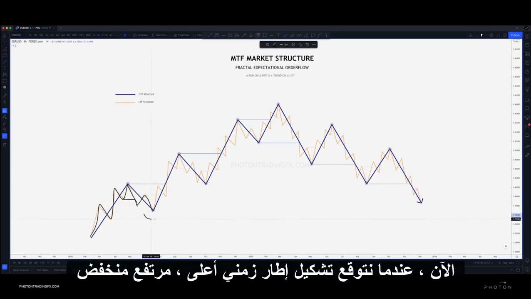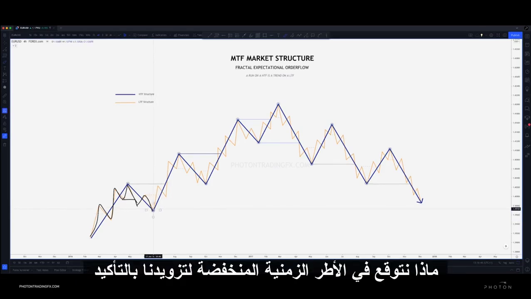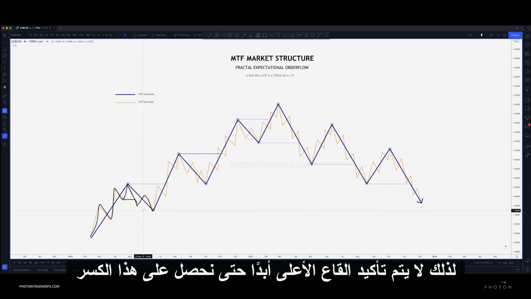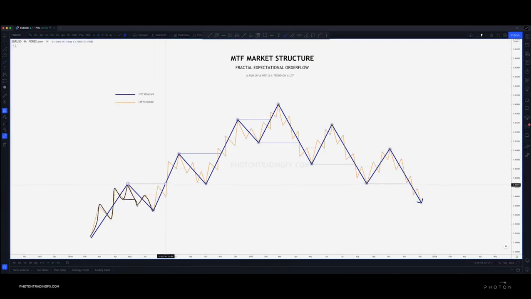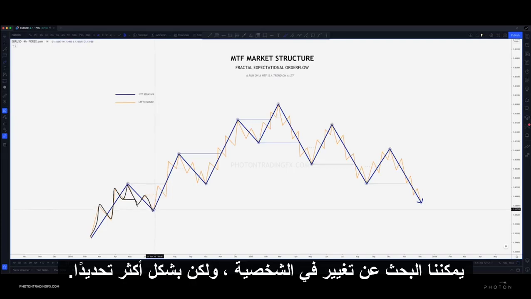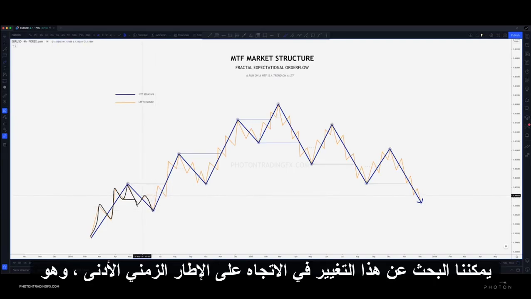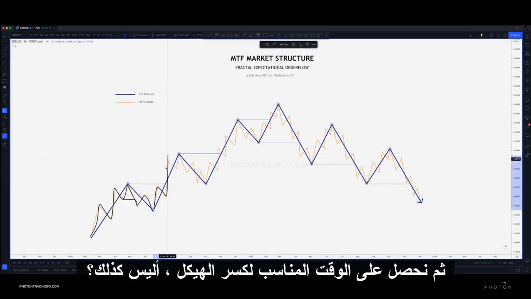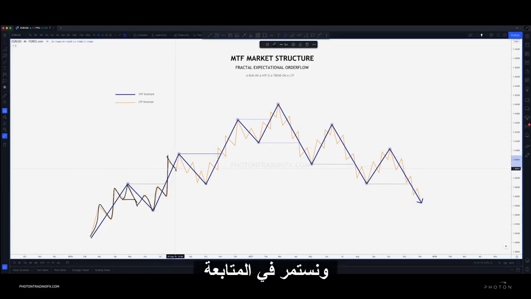Now, when we expect a higher time frame higher low to form, what do we expect on the lower time frames to give us confirmation that this may be forming? Because remember, a higher low, or a low on any time frame, right? A higher low is never confirmed until we get that break of structure. So we never know where it's going to be, but what can we use to potentially confirm? We can look for a change of character, but more specifically in this case, we can look for that change of trend on the lower time frame, the orange line here, where we get that higher high, we get the pullback, and then we get the higher time frame break of structure, right? And we continue to form that series of higher highs.